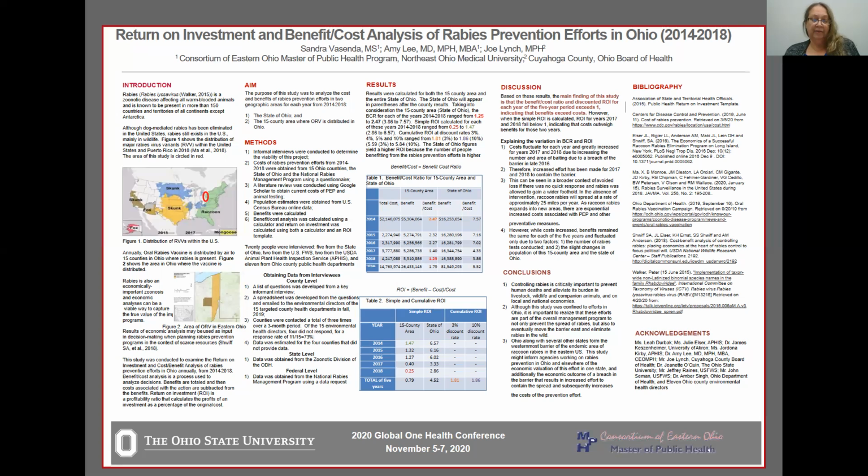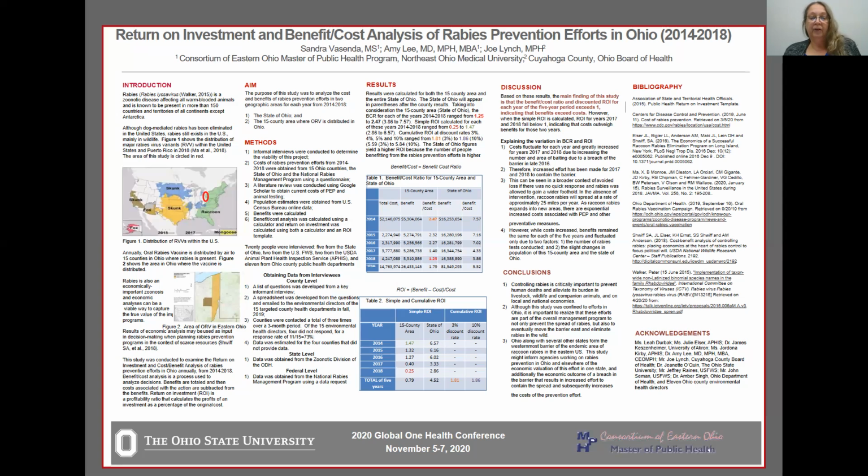Discussion. Based on these results, the main finding of this study was that the benefit cost analysis and discounted return on investment for each year of the study was greater than 1, indicating benefits exceeded costs. When simple return on investment is calculated for years 2017 through 2018, however, it falls below 1, indicating that costs outweigh benefits for those years. This was an interesting 5-year period to conduct this study, which I did not realize when I chose this 5-year period.